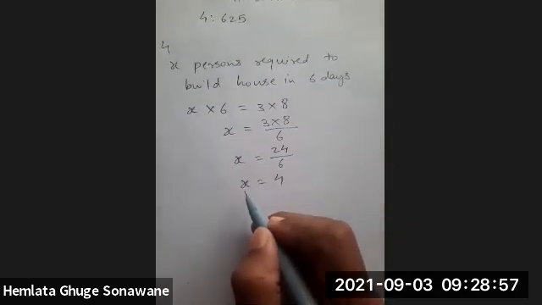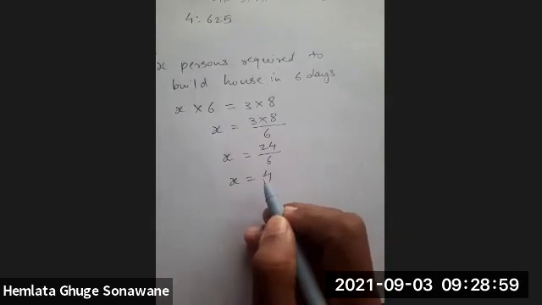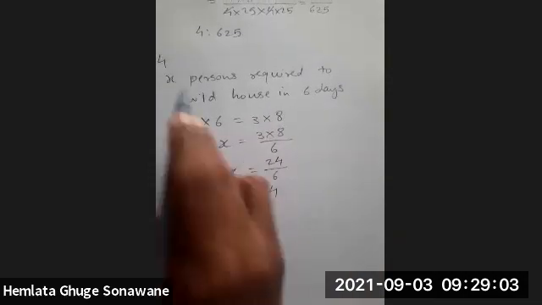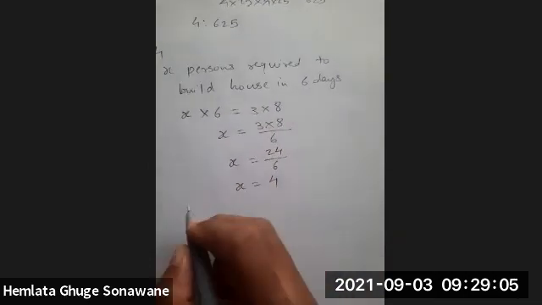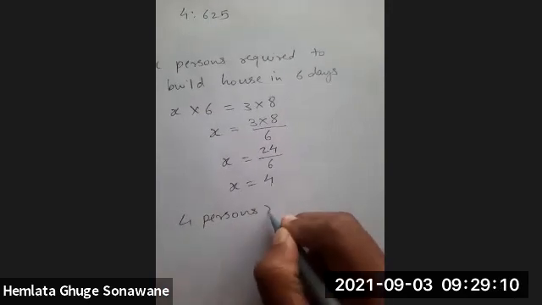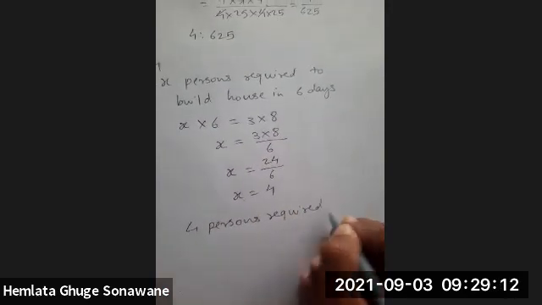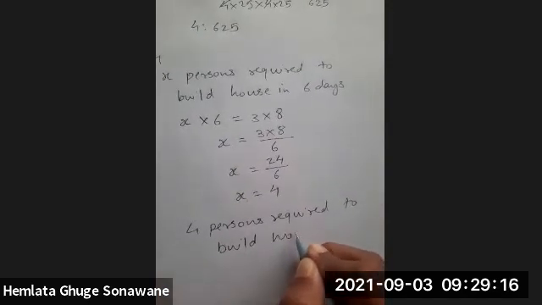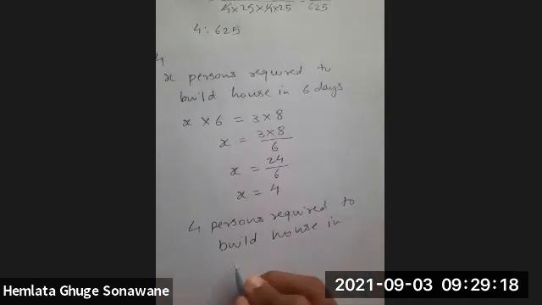So how many persons are required to build the same house in 6 days? Here we have considered X persons. So 4 persons are required to build the house in 6 days.